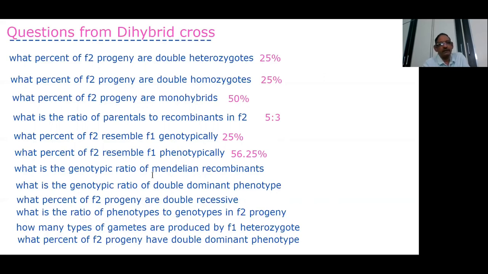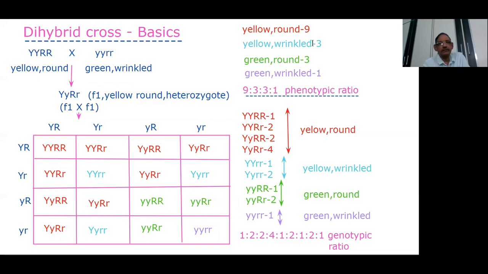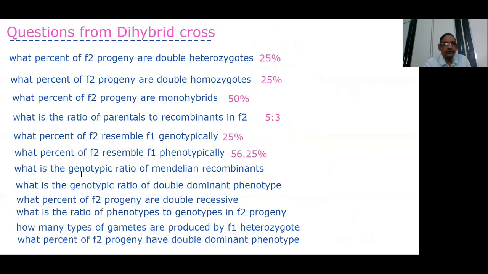We have to understand the term Mendelian recombinants. I will take you back to the Punnett square. And here, these three and three, yellow wrinkled and green round, are Mendelian recombinants. 9 and 1 are parentals. Now, these Mendelian recombinants are obtained in what genotypic ratio? This is the genotypic ratio of Mendelian recombinants. Yellow wrinkled in 1:2 ratio, green round in 1:2 ratio. Therefore, the ratio of Mendelian recombinants in F2 progeny of Mendel's dihybrid cross is 1:1:2:2. The answer for this question: what is the genotypic ratio of Mendelian recombinants?